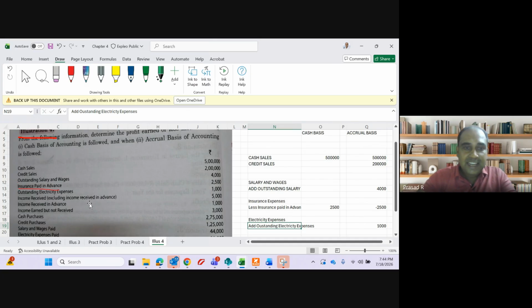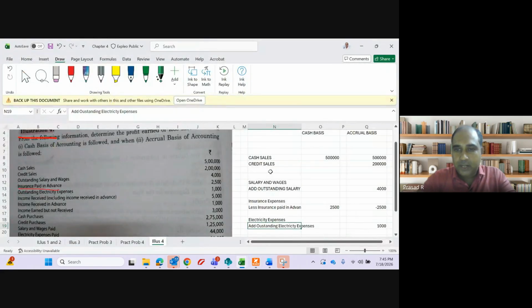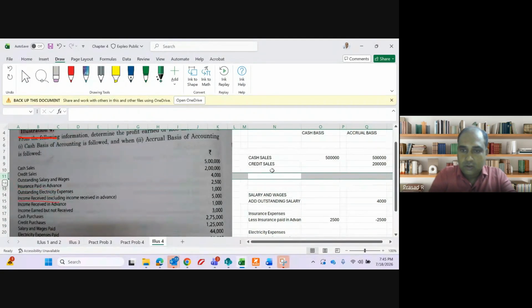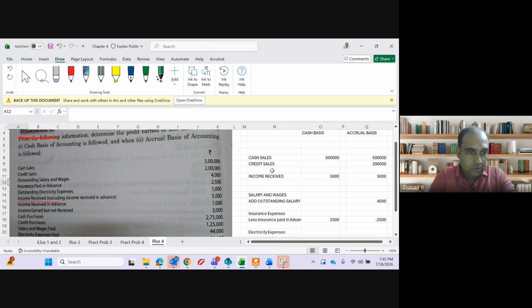Income received, excluding income received in advance. Income received is how much? 5,000. Okay. All items of income and revenue I write at the top. Income received is how much? 5,000. Here also it will come as 5,000. Income received in advance.